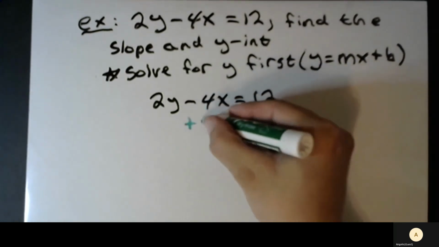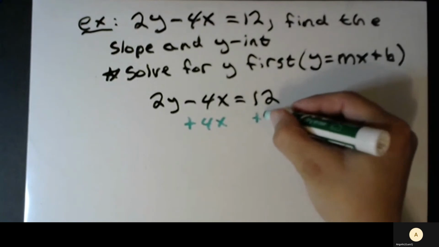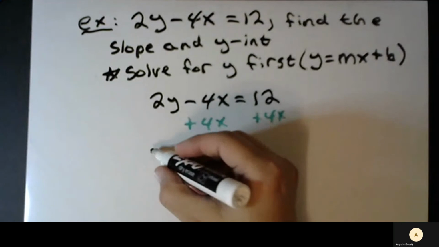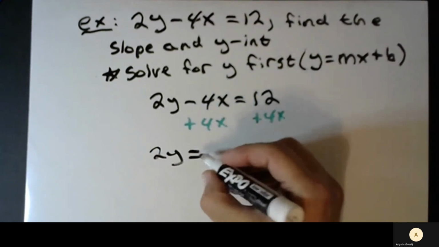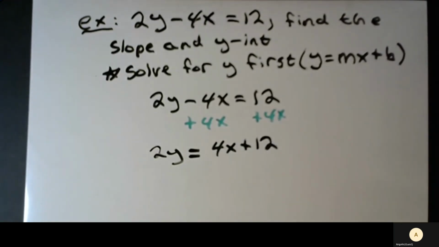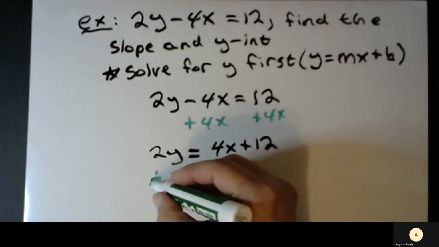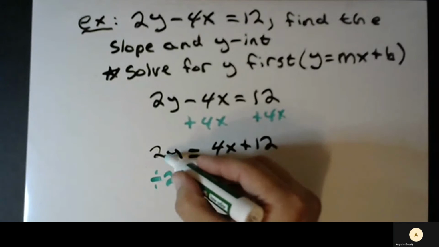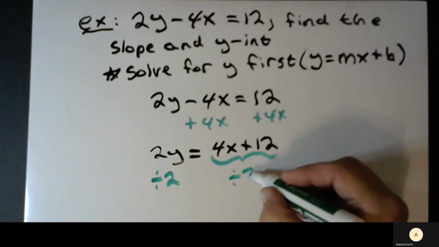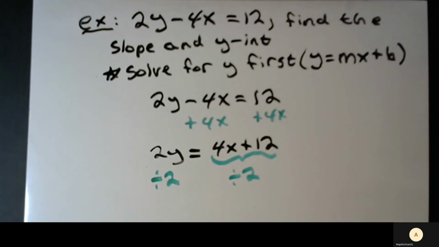So to get y by itself, we'll add 4x to both sides. And you could have had 12 plus 4x. That would be okay too. You're going to get the same result. Next, we're going to divide both sides by 2, again the opposite of multiplication. And we're dividing the entire side. You might remember this from working with formulas. We have to divide the entire side.